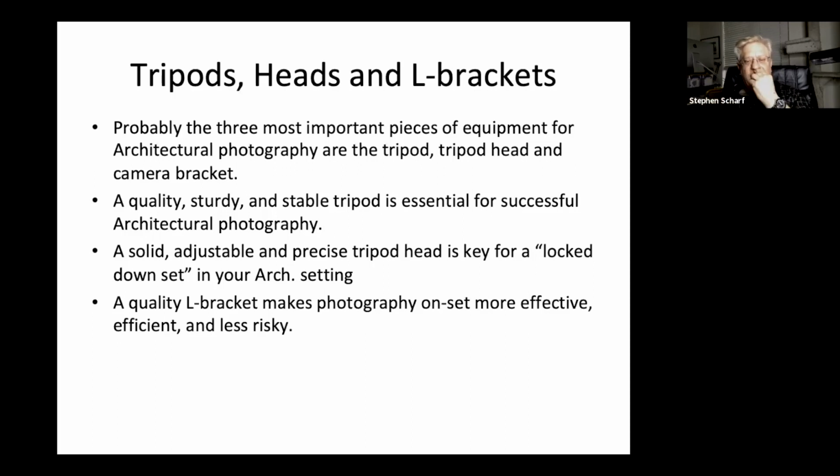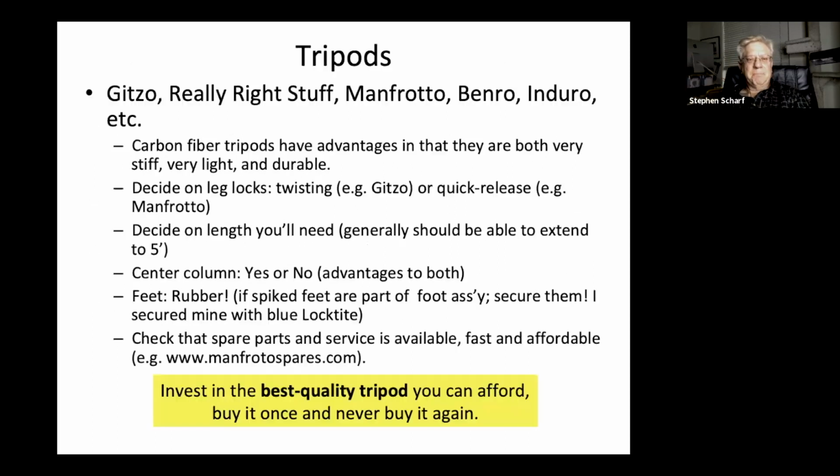And then an L bracket for your camera is also very essential so that you can shoot both in landscape orientation, which you do most of the time, but occasionally you might need to move your camera into portrait orientation. And in those cases, you want to keep everything optically centered. And so an L bracket is really the only way to do that.